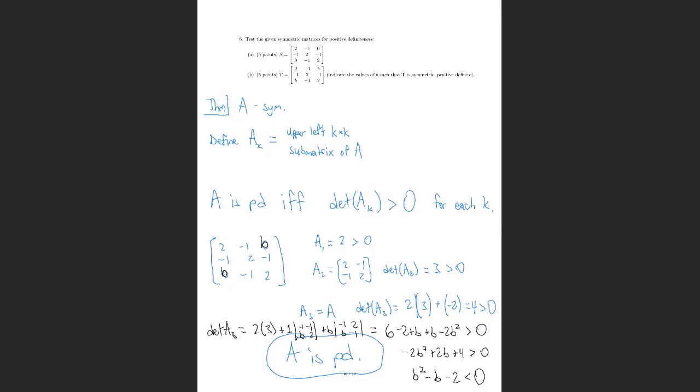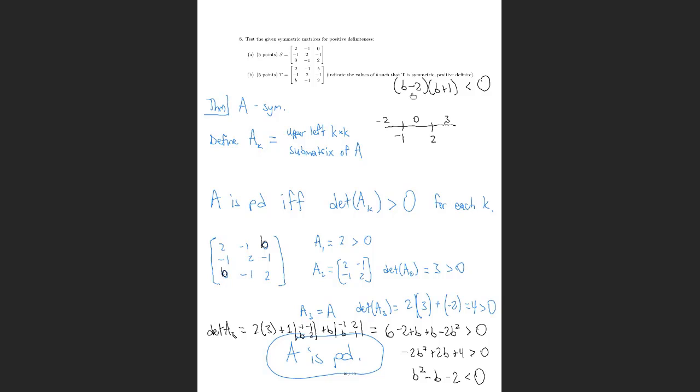Let's see here. I'll continue my work up top, okay? So I can factor that as b minus 2 times b plus 1. And we're looking to see when this is going to be less than 0. So to check that, we can just create a small sign chart. Just pretend that you're in calculus again. Choose your test points in each of these intervals. Plug the test points into here.